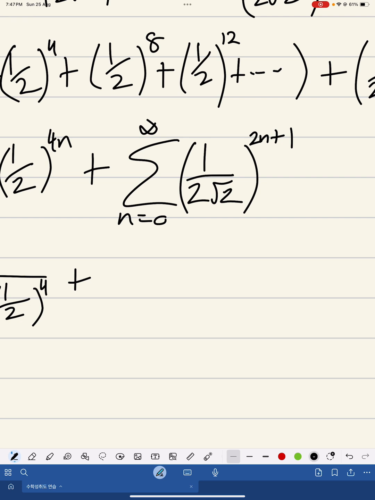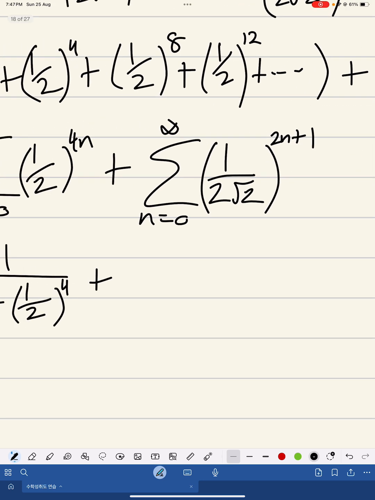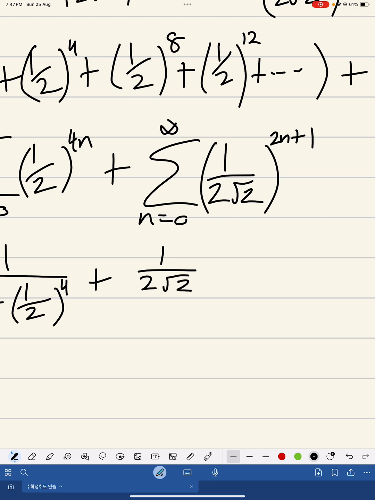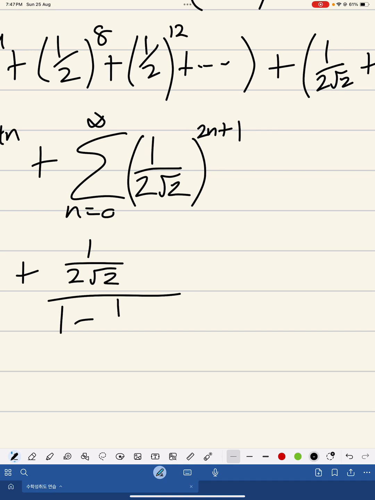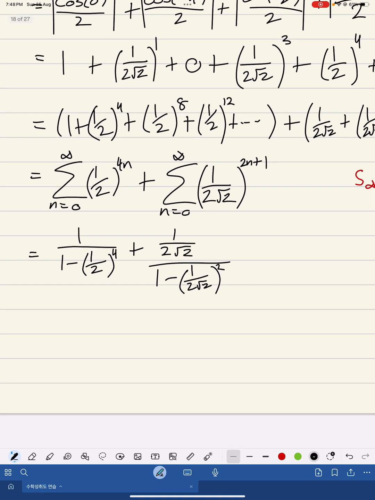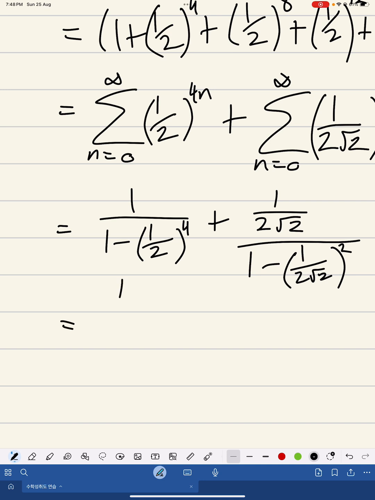So we'll write 1 over 1 minus 1 over 2 to the 4, which is r, plus the sum to infinity of the second geometric sequence, which would be 1 over 2 root 2, the first term, divided by 1 minus r, which, from this we can see, is 1 over 2 root 2 squared, right? So let's clean this up. This can be written as 1 over 1 minus 1 over 16, and this can be written as 1 over 2 root 2 divided by 1 minus 1 over 8, since 2 root 2 squared is 8, right?